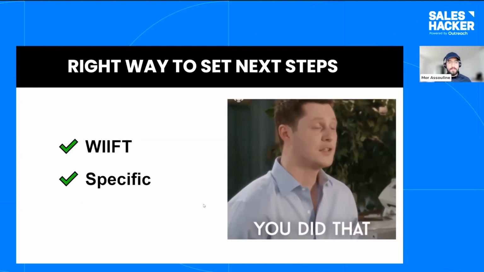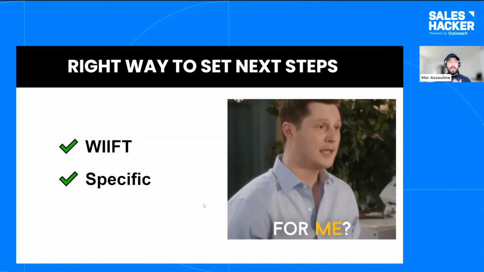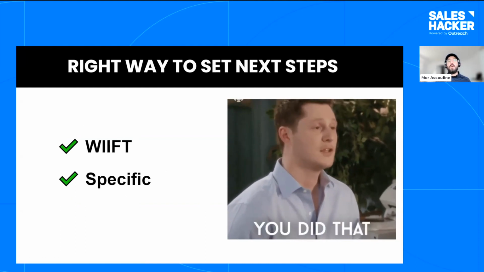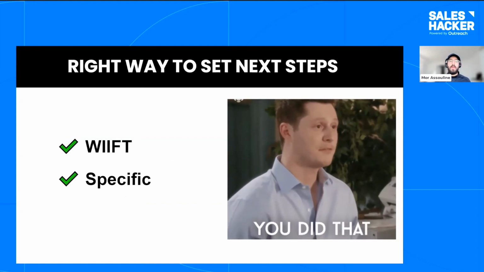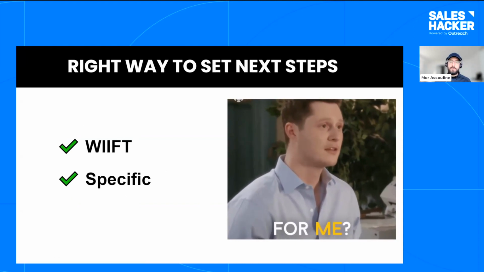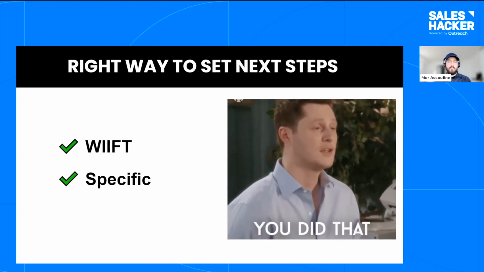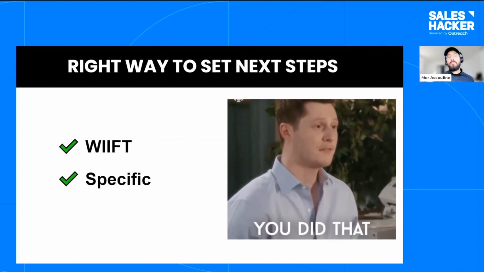It comes down to two things. There's a framework and an acronym that I have called WIFT. What's in it for them? And then the second thing is specific. So I'm going to break down each of these. So what's in it for them? When you're setting up the next step, why should the prospect show up? Why should they care to show up to the next step?